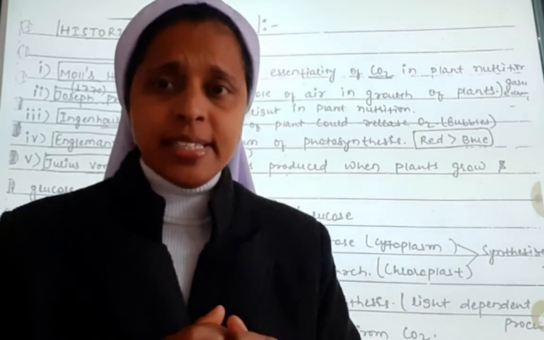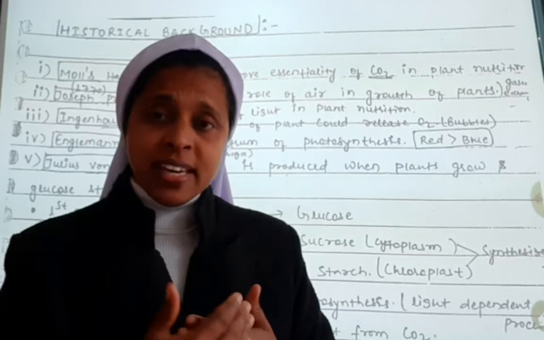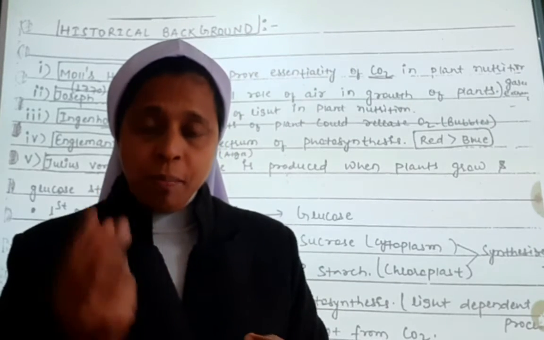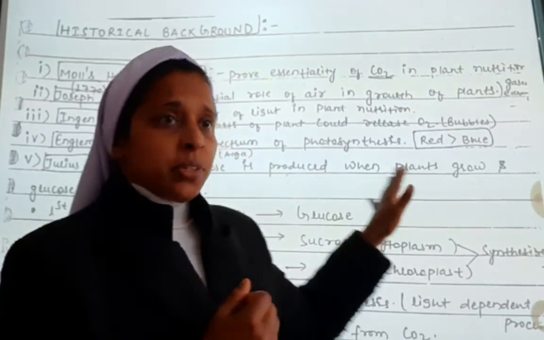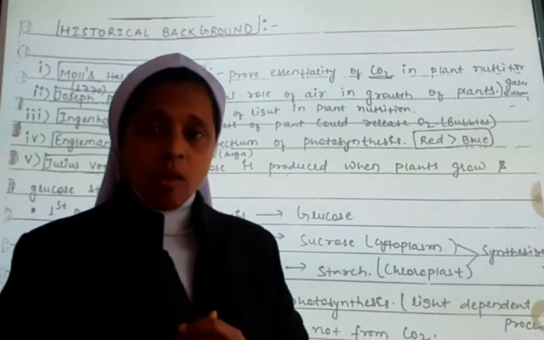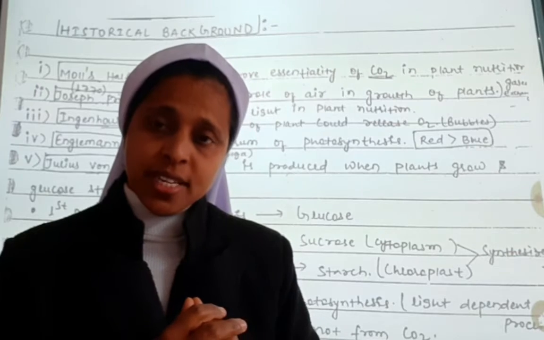And Joseph Priestley in 1770 was describing the essential role of air in the growth of plants. What is the essential role in the growth of plants? So next is Ingenhousz. What is Ingenhousz telling? He is telling the essentiality of light in plant nutrition.